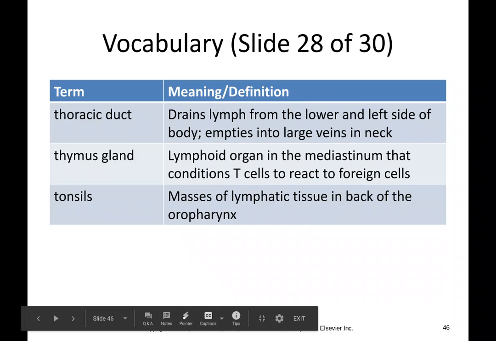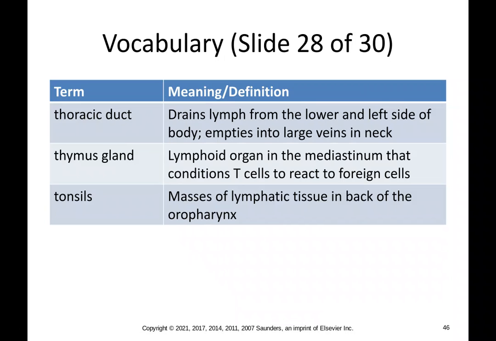Thoracic duct, this drains lymph from the lower and left side of the body and empties into large veins in the neck. The thymus gland is a lymphoid organ in the mediastinum that conditions T cells to react to foreign cells. Tonsils are masses of lymphatic tissue in back of the oropharynx.